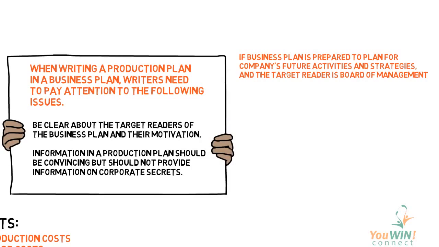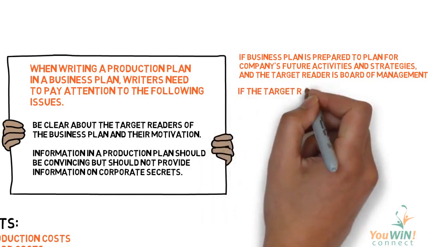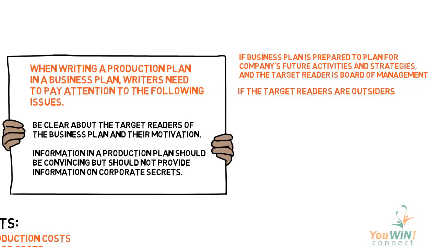A business plan is prepared to plan a company's future activities and strategies. The target readers could be the board, so the production plan should present details of alternatives, analysis of each alternative, and explanations of the rationale for choosing the one that we've chosen. And if the readers are outsiders, they should be presented with information which can convince them of the feasibility of the decision and how profitable and within the company's ability it is.